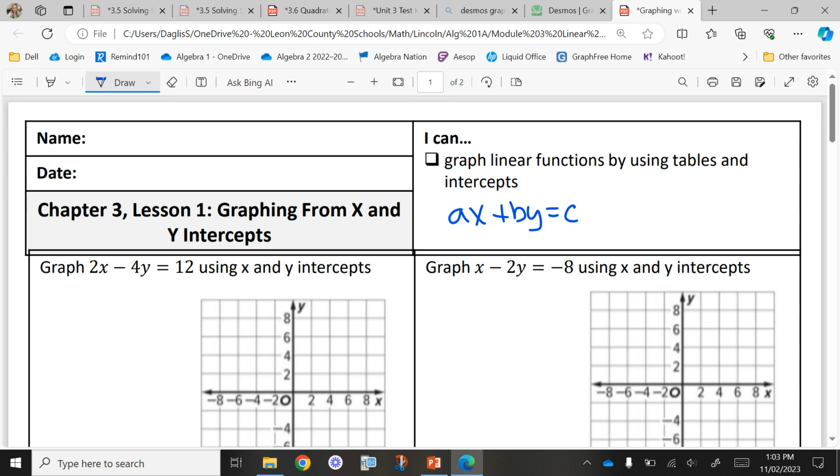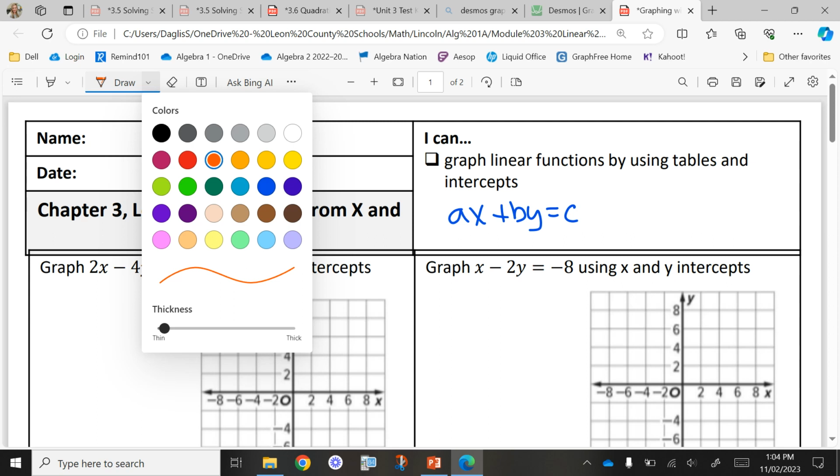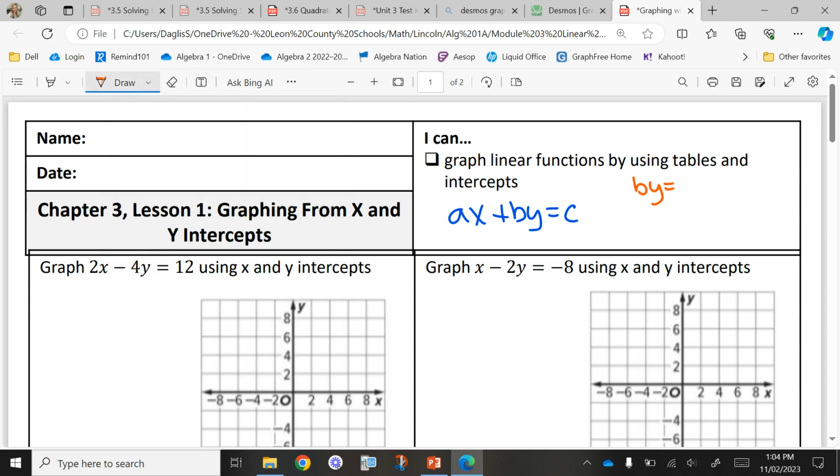To get intercepts, if I want a y-intercept, my x has to be 0, right? If I multiply a times 0, what happens to that piece? It just goes away, right? So I could just take by, make that equal to c, solve for y, there's your y-intercept, right? So I would get 0, whatever your y is, for your y-intercept.